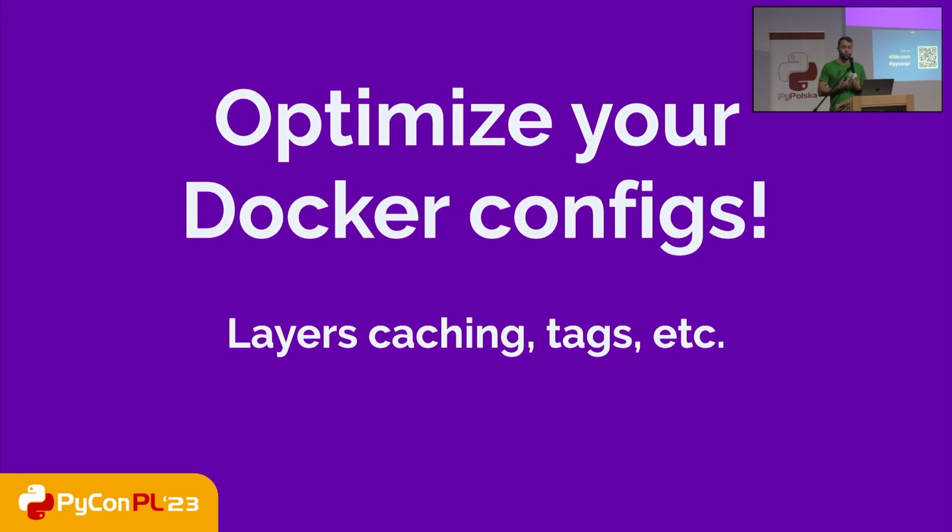So if you do use Docker, the first step to improve your CI setup is to actually take a look at your Dockerfile and make sure it doesn't contain any of its problems. So make sure you use the layer caching properly during the build step. Make sure you use tags so you know which exact image you are using in your builds.